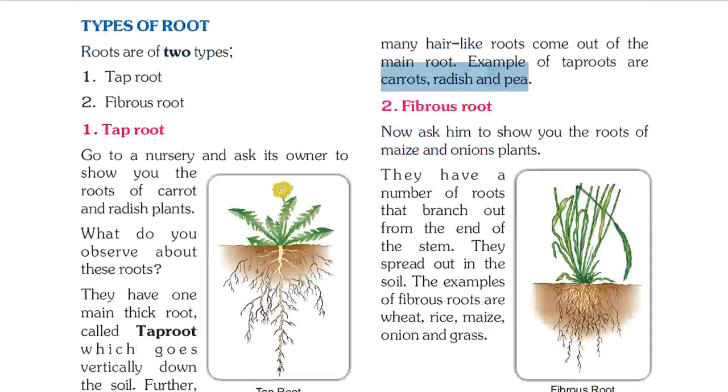Fibrous root. Now ask him to show you the roots of maize and onion plants. They have a number of roots that branch out from the end of the stem. They spread out in the soil. The examples of fibrous roots are wheat, rice, maize, onion and grass.